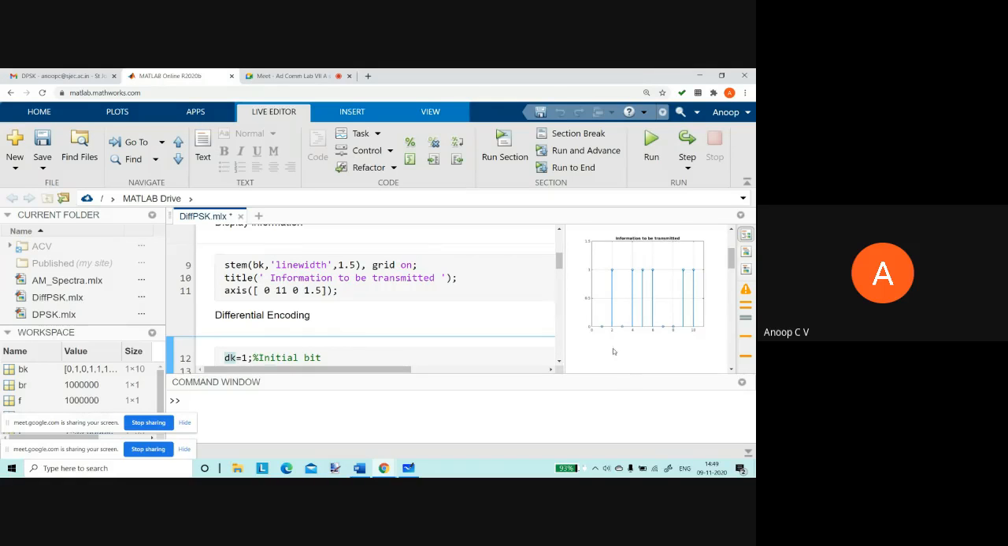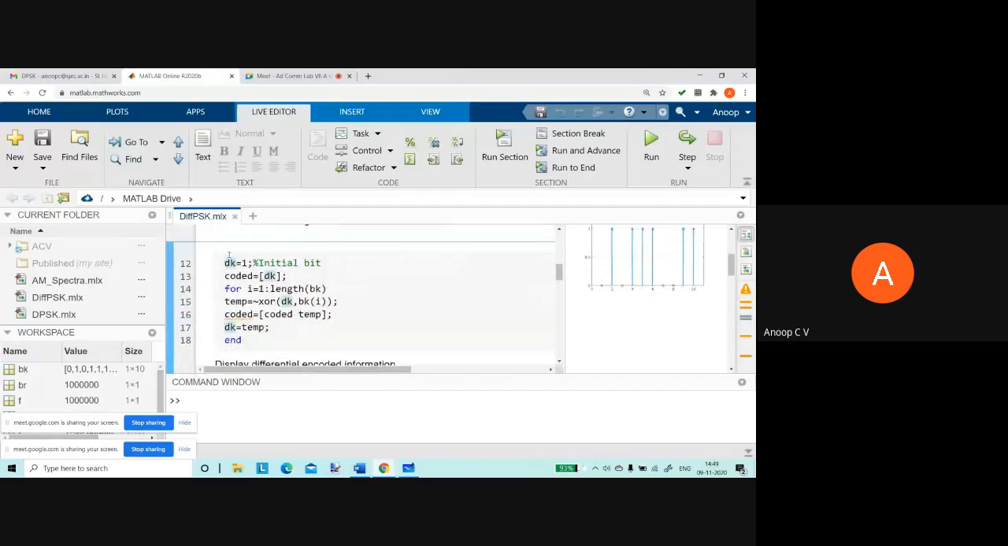So what I should do is take bit by bit. The first bit is 0, and I have to XNOR it with the previous bit. Initially we don't have any previous bit, so we'll assume the initial previous bit to be equal to 1. I'll name that previous bit DK.